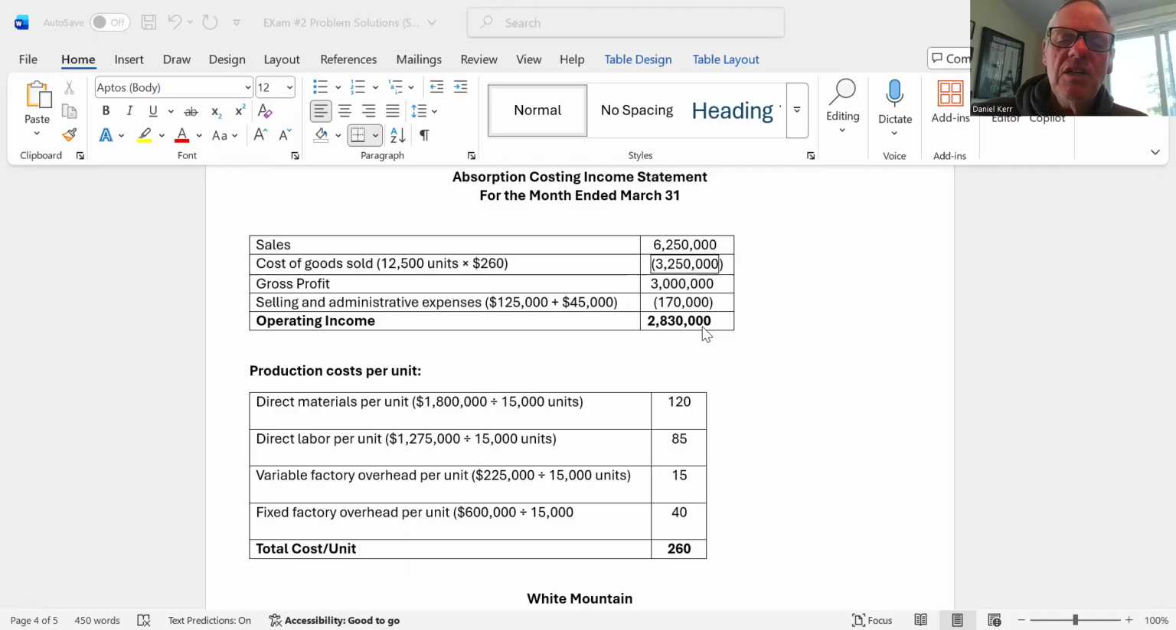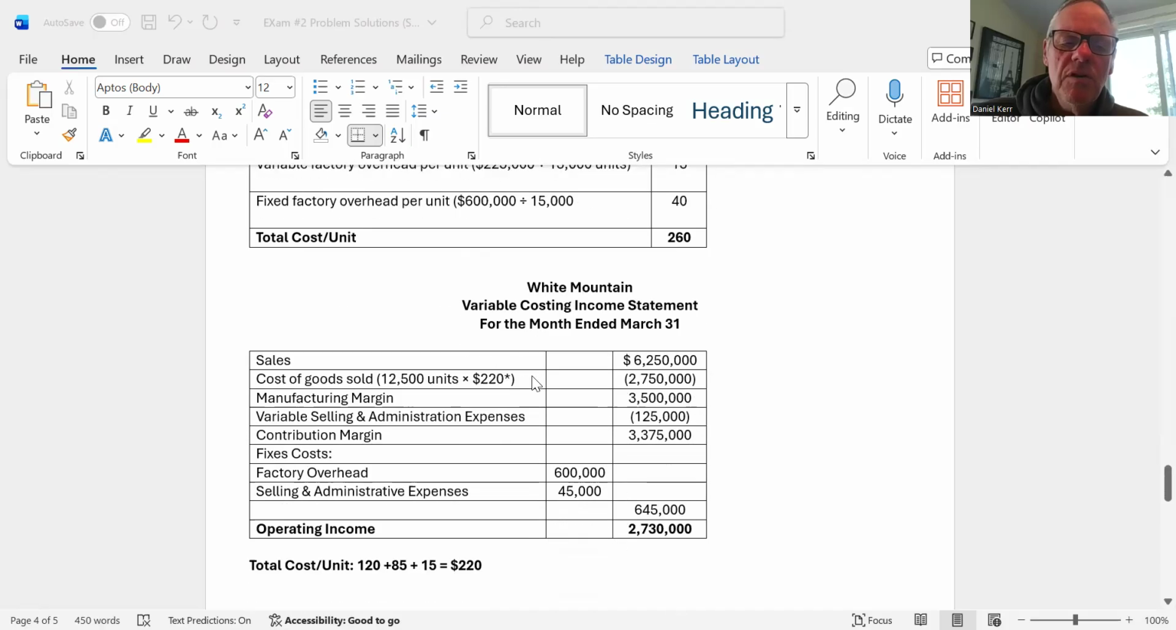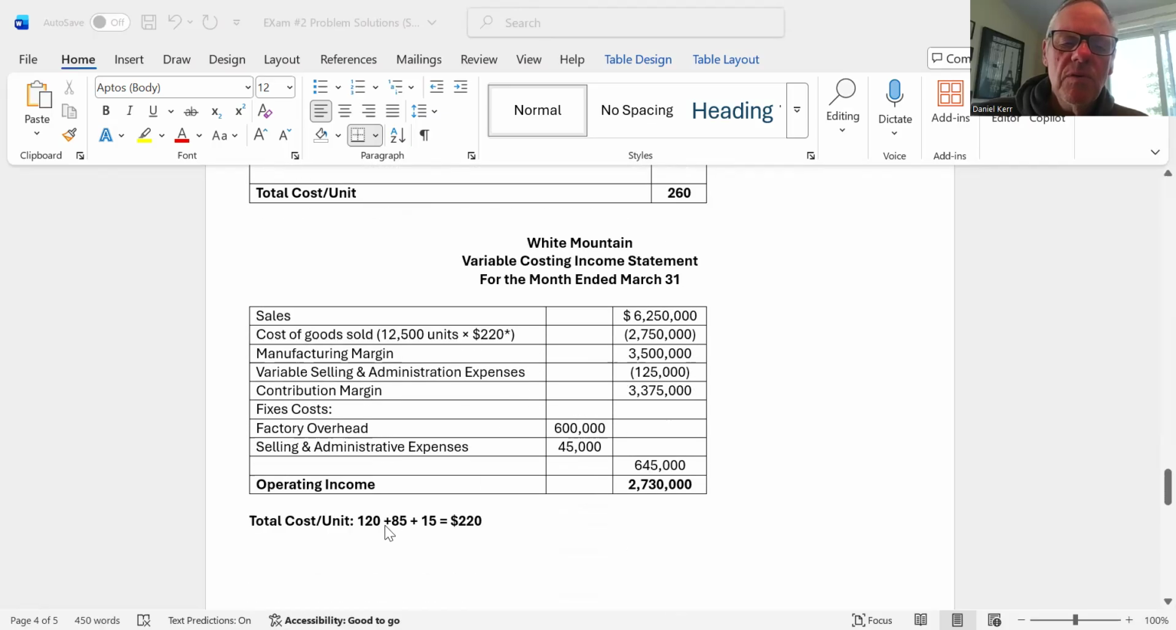2,830,000. And in this case, you actually produced more than you sold. So if you produce more than you sell, you know the absorption should give us a higher operating income than the variable costing, which we find to be true, because if we get the variable cost per unit, we include materials, we include labor, we include variable factory overhead. We don't include fixed factory overhead.